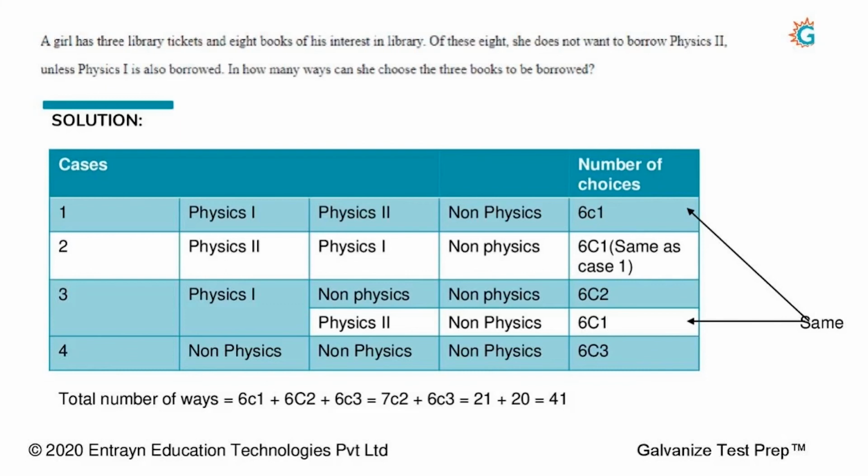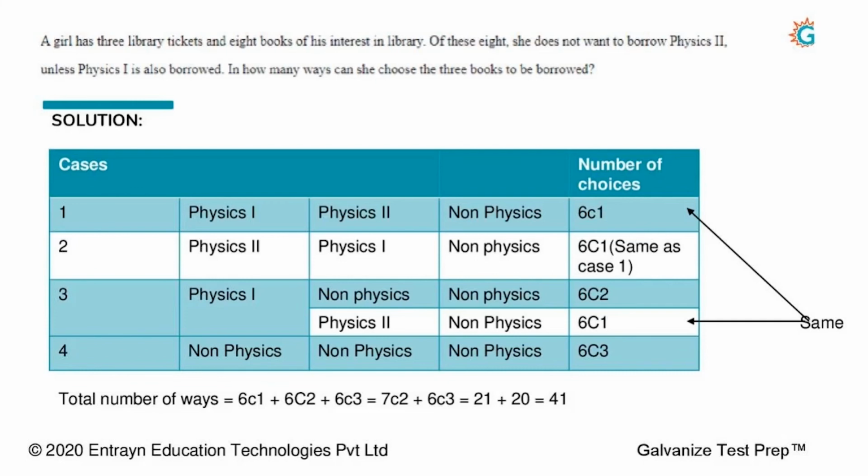It becomes very, very easy for you to solve. So here I have listed all the cases. Physics 1 borrowed, Physics 2 is borrowed, non-physics, that is 6C1 ways, right? Got it? Which means Physics 1 and Physics 2 are fixed. From the 6 remaining choices, I'm going to choose 1 non-physics, that is done in 6C1 ways.